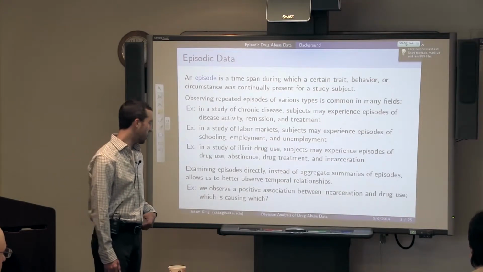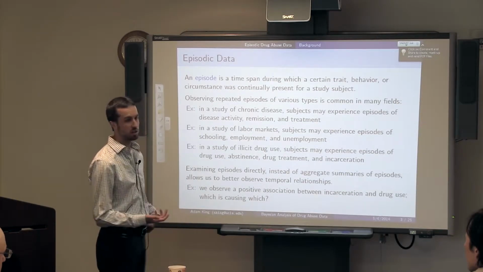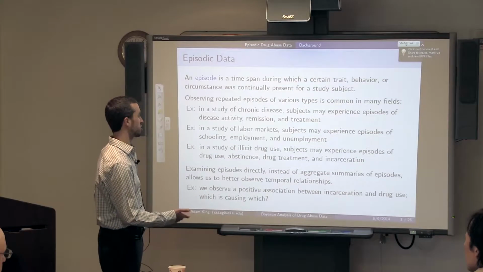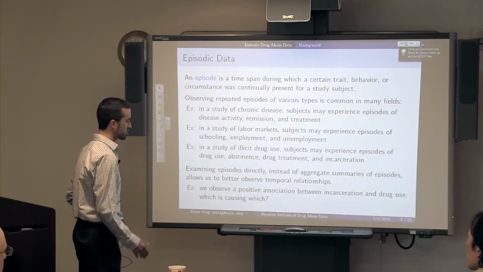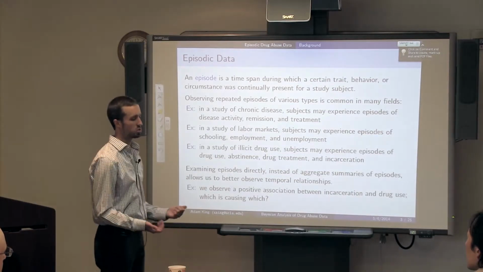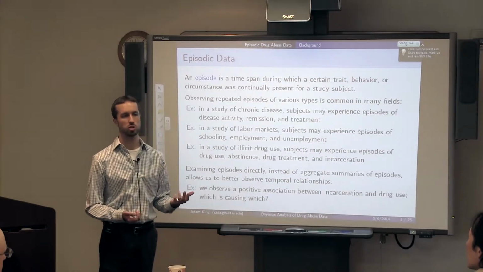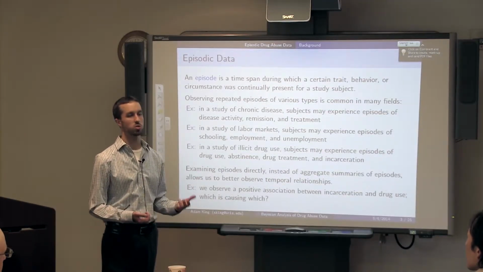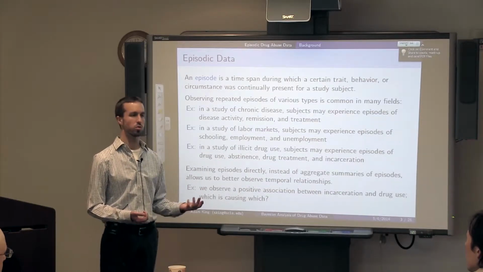So I would argue that viewing episodic data as episodic data instead of viewing summaries of episodic data is better, and the reason for that is that suppose you observe an association between two different things. If you're looking at incarceration and drug use, you could look over a 6-month span and say, okay, half the time they were using drugs and a quarter of the time they were incarcerated. What can you infer from that?